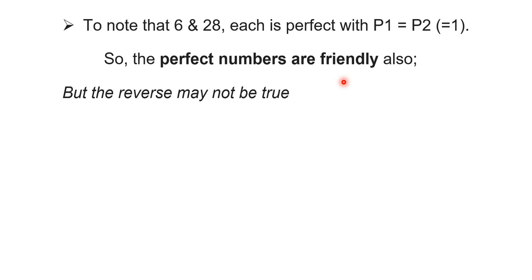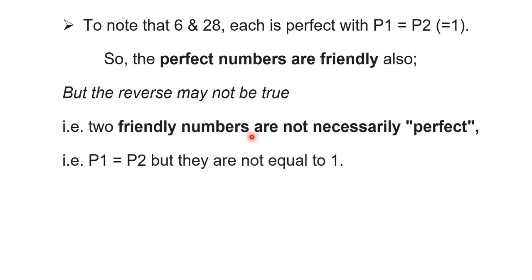But the reverse may not be true. If two numbers are friendly, they may not necessarily be perfect. That means p1 equals p2, but they are not equal to 1. Okay. So let us take an example.